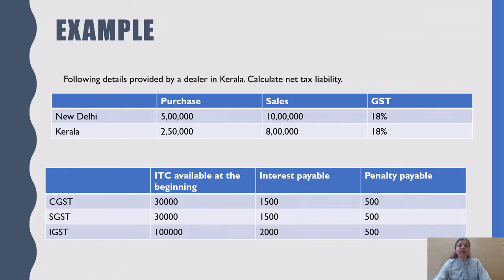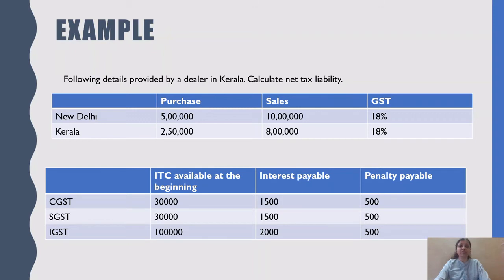Similarly, the next supply has been made to a customer in Kerala. Now the supplier, our dealer, is also in Kerala and the customer is also in Kerala. So it is again an intrastate supply. Being an intrastate supply, on this transaction, CGST and SGST will be applicable.